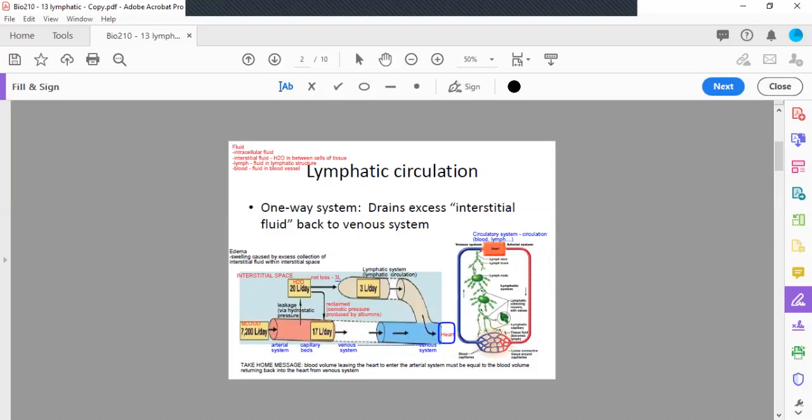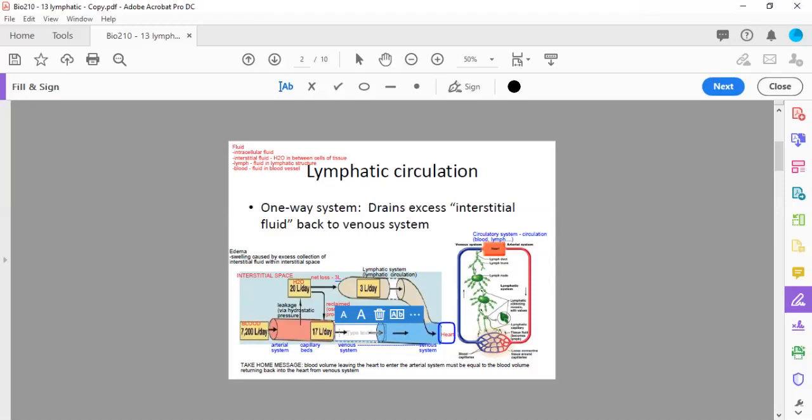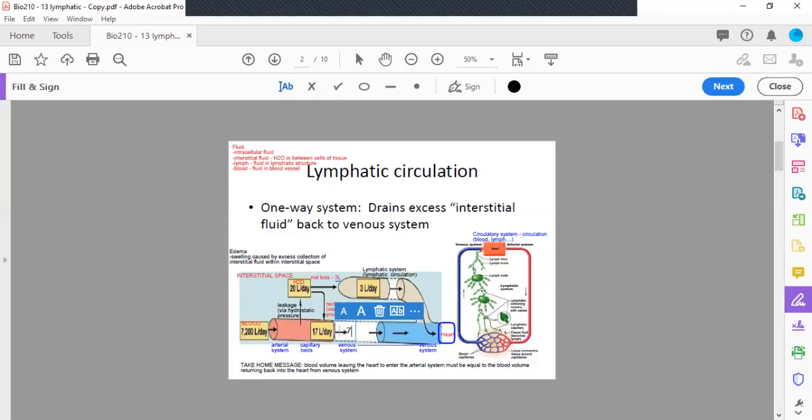So we can enter right here. It says 7,200 liters of blood going into the arterial system, and the same volume goes into the capillaries. By the time the blood leaves the capillary, there's only 7,197 liters. I'll make it bigger so I can emphasize this.